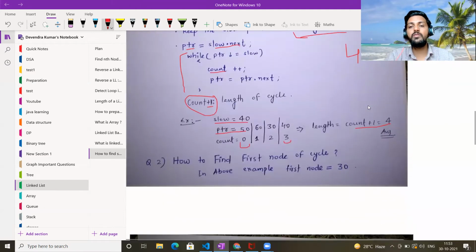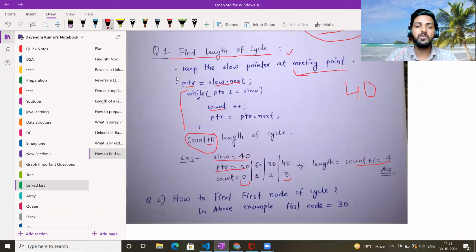And how to find out? We have seen you just need to write down this logic and your answer will be count plus 1. All right. So this is also one of the very good question and very important for the interview.